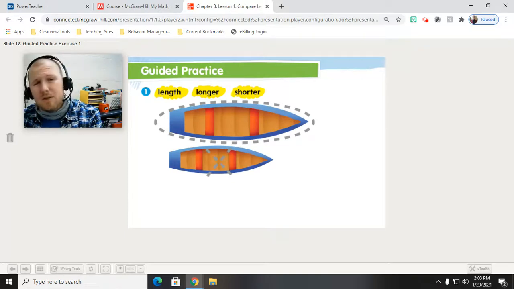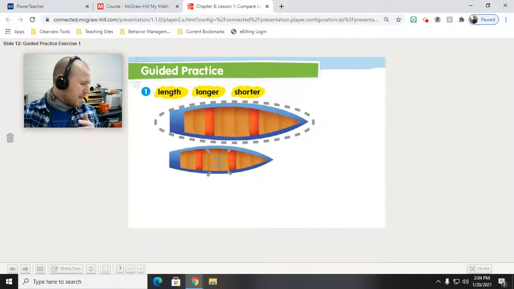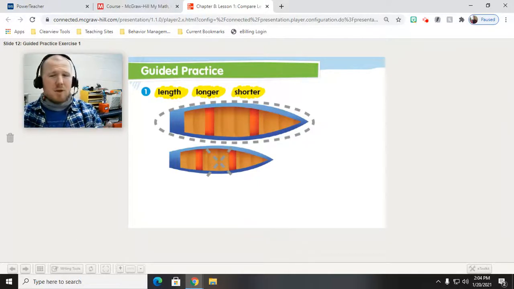Now, looking at these canoes or these boats, they're kind of showing you what we do in these activities. You will have something that is longer and you will have something that is shorter. So they wanted you to circle the thing that is longer and cross off what is shorter. And that's pretty much what they want you to do for any of these that we're comparing.